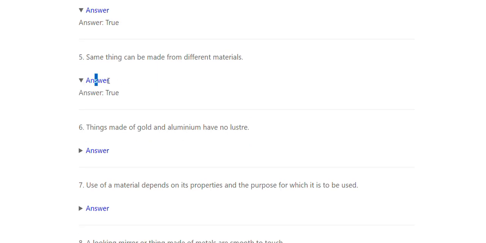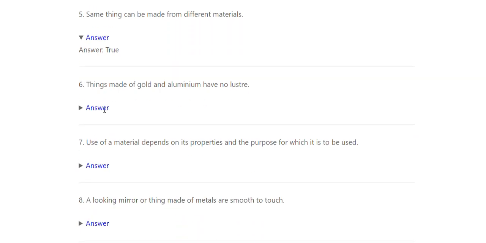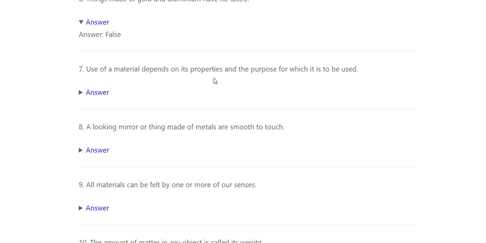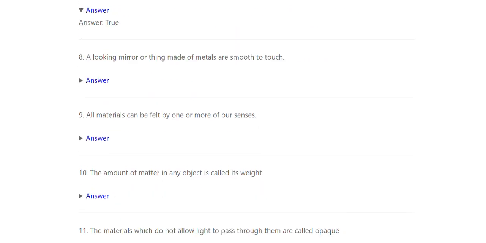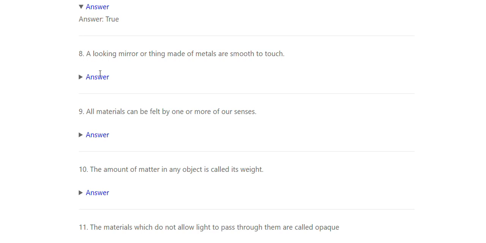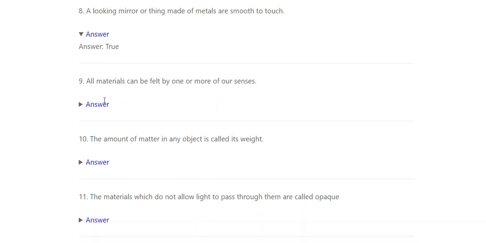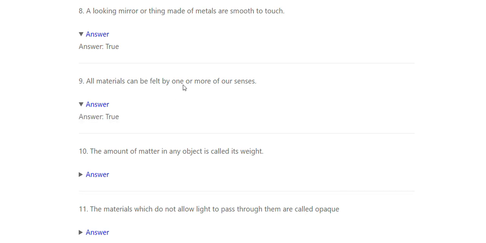Same things can be made from different materials, true. Things made of gold and aluminum have no luster, false. Use of material depends on their properties and the purpose for which it is to be used, true. A mirror or things made of metals are smooth to touch, true. All materials can be felt by one or more of our senses?